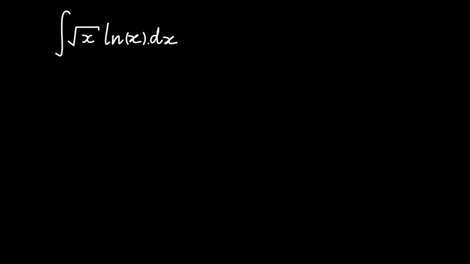So we need to choose a part that's easier to integrate and a part that's easier to differentiate. So the integral of the natural log of x is actually quite difficult, but its derivative is very easy. We know it to be 1 over x. So let's make natural log of x the part that's easy to differentiate. So we have u equal to natural log of x.